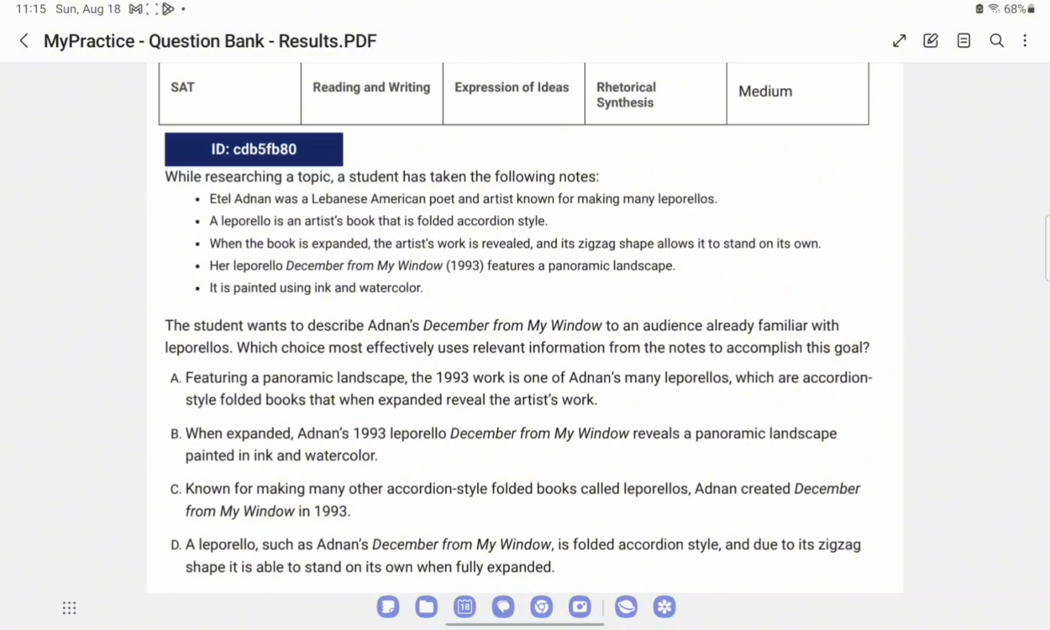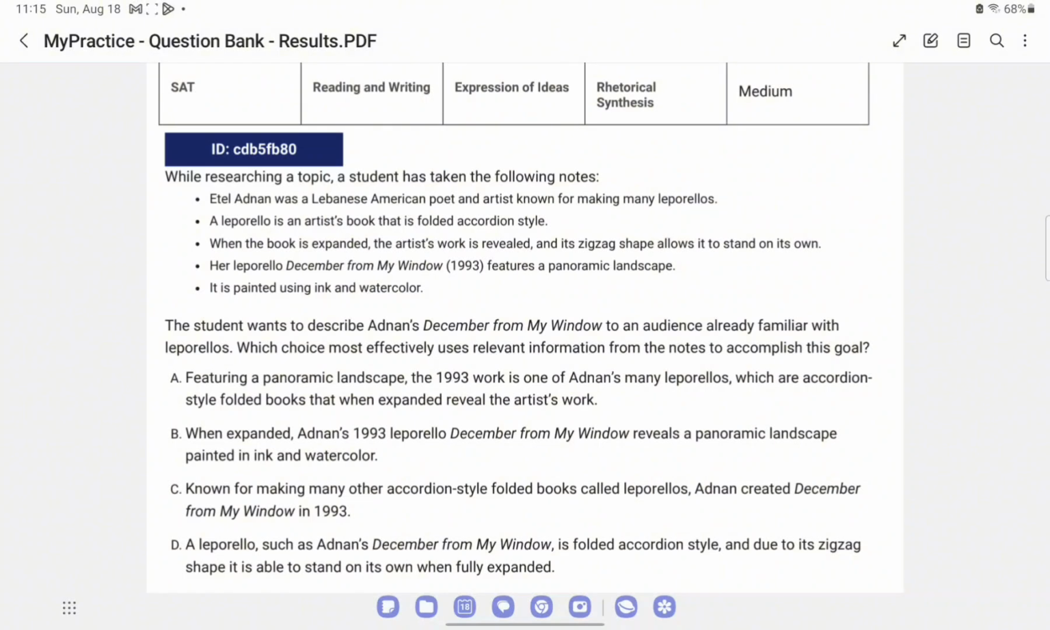D, a Leporello such as Adnan's December from My Window is a folded accordion style. Okay, so why is it describing what a Leporello is when our audience knows what it is? This is so unnecessary. Also, it's not describing how the painting looks. Is it a painting? I think it's a painting, based on the answers. Yeah, it's a painting. So it's not describing the painting, and it's describing what a Leporello is. That's exactly what we don't want.